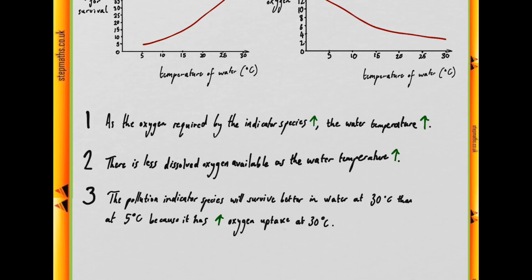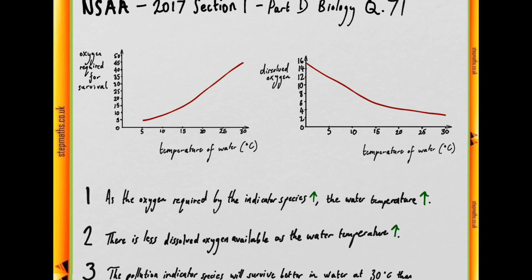The first one: as the oxygen required by the indicator species increases, the water temperature also rises. What this statement is doing is reversing the independent and dependent variables. If we have a look at this graph here, it's the water temperature rising that causes the oxygen requirement to increase. So there's no impact of the oxygen requirement increasing on the temperature, it's the other way around. So we can say this is false.